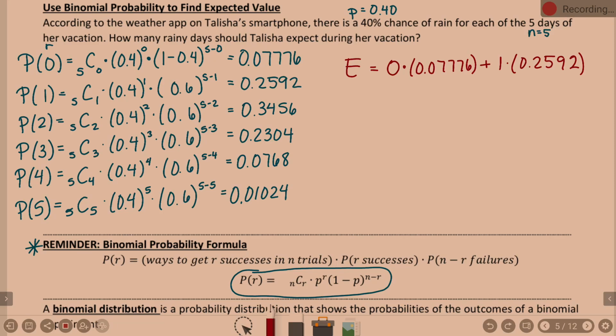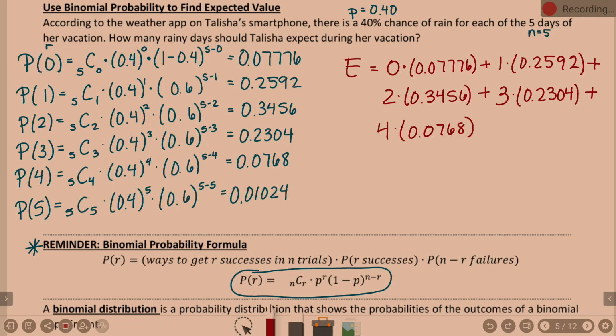Plus 2 days times the probability it'll rain 2 days, 0.3456, plus 3 days times the probability it rains 3 days, 0.2304, plus 4 days times the probability it rains 4 days, 0.0768, plus 5 days and the probability it rains all 5 days. Thankfully, it's a very small probability, 0.01024.